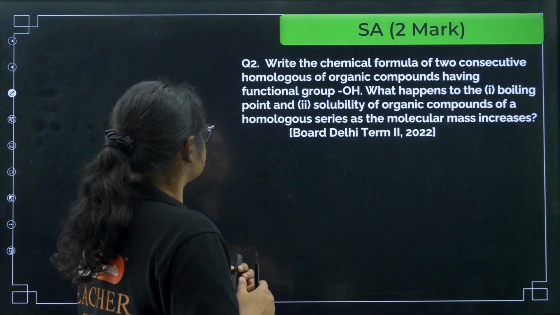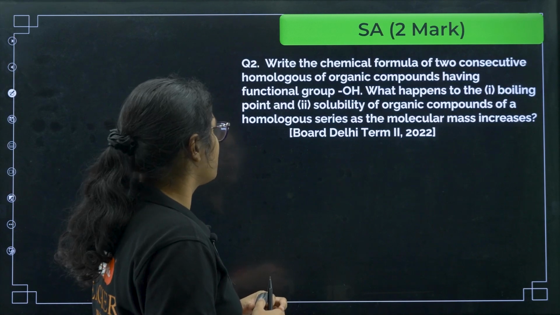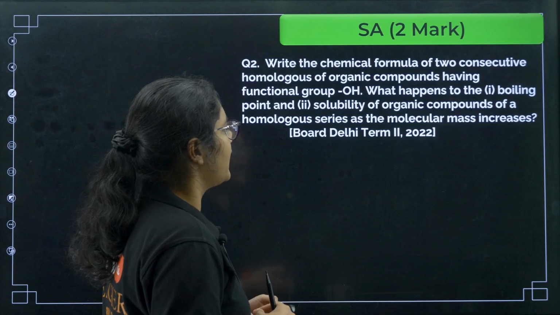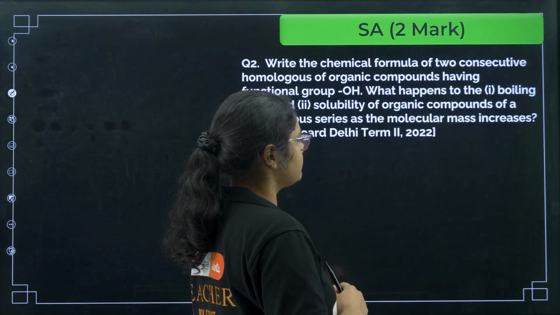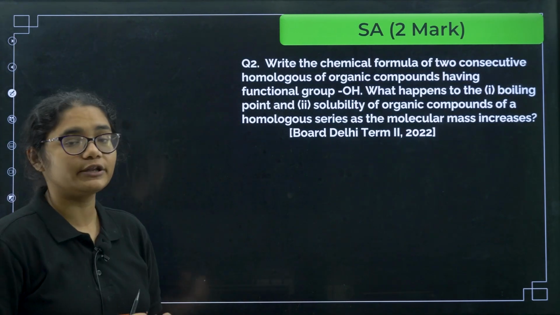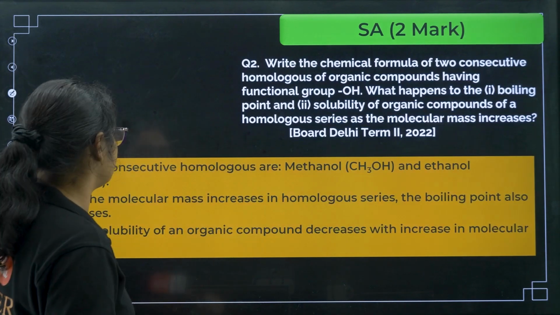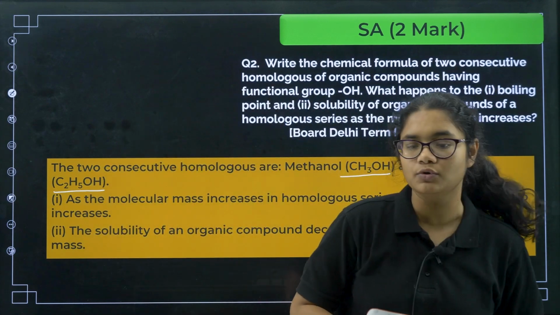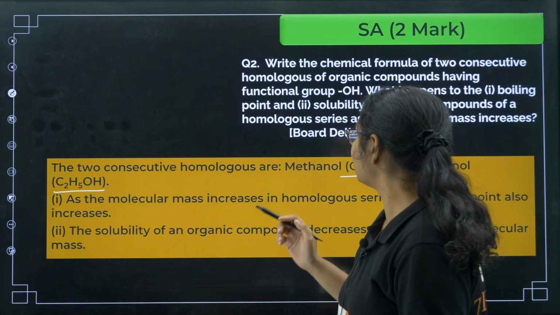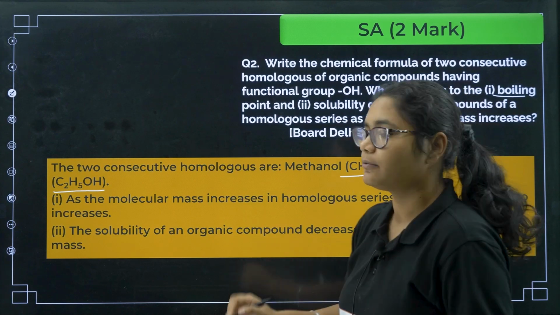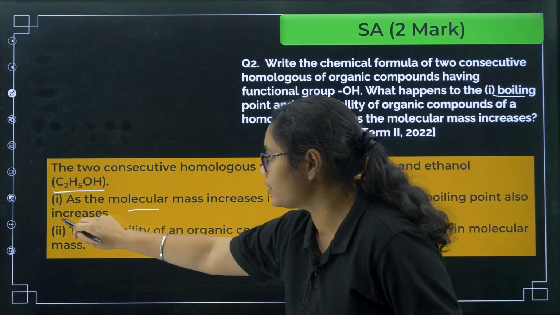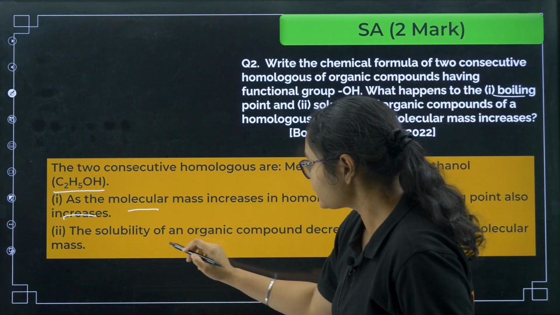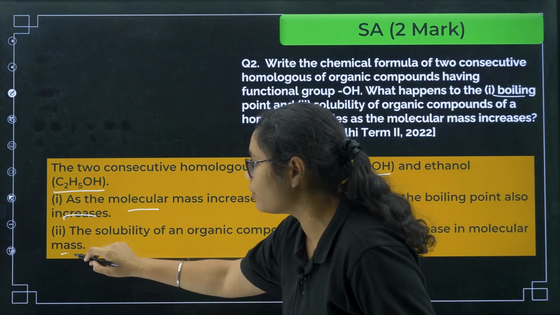Next, question number 2. Write the chemical formula of 2 consecutive homologues of organic compounds having the functional group OH, and state what happens to the boiling point and the solubility of organic compounds of a homologous series as the molecular mass increases. The 2 members are CH3OH and the next member, ethanol, CH3CH2OH. If the mass increases, the boiling point also increases, but the solubility decreases with the increase in molecular mass.